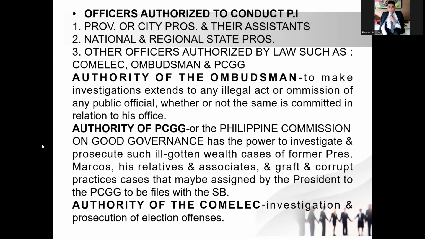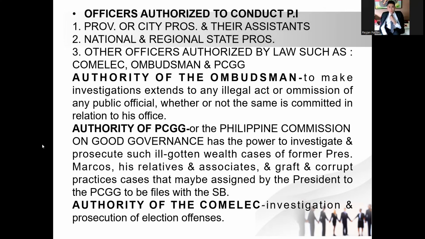So, meron tayong mga officers class that are authorized to conduct preliminary investigation. Sila rin ito class under the new rule rather. Number 1, provincial or city prosecutors and their assistants. Second naman, we have the national and regional state prosecutors and other officers authorized by law such as the COMELEC, Ombudsman, and the PCGG. So, ano ba yung authority class ng tinatawag natin na Ombudsman?